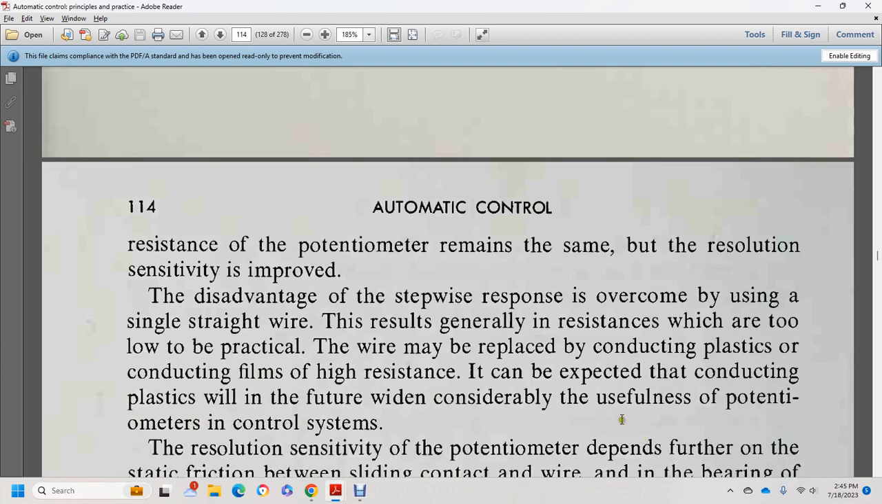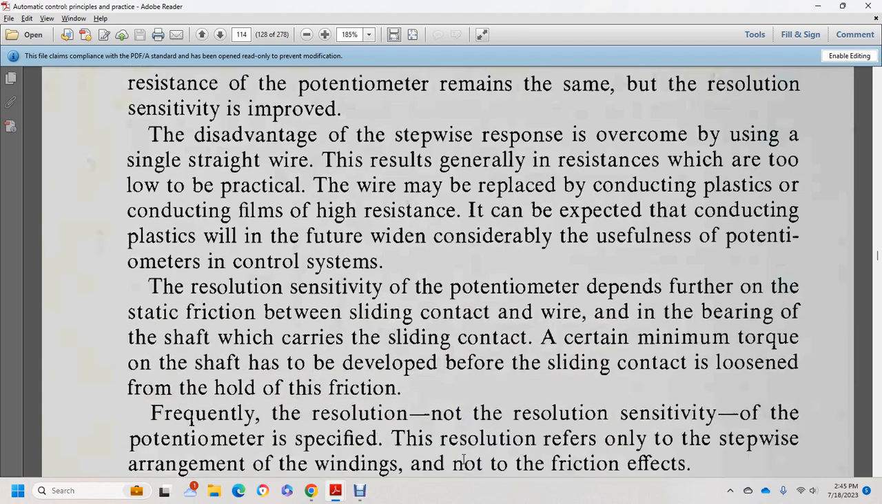This variant of stepwise response is overcome by even a single straight wire, with the result of the resistance being too low to be practical. The wire may be replaced by conducting films of high resistance, and it can be expected that conducting plastics will considerably widen the usefulness of the potentiometers for the control system.